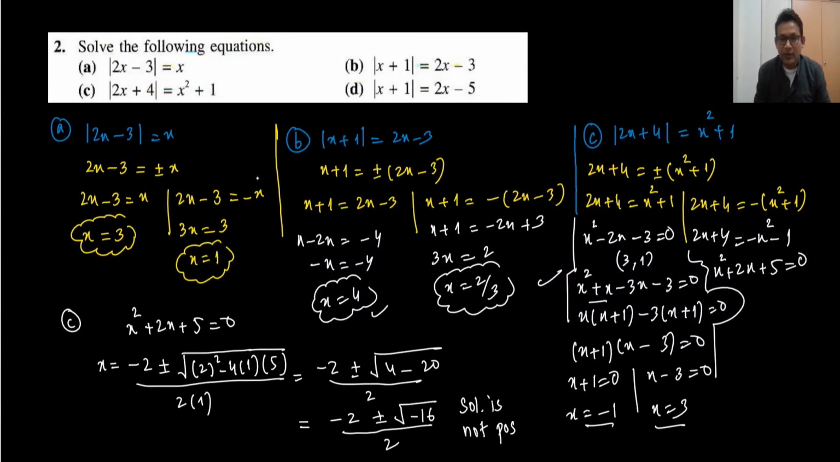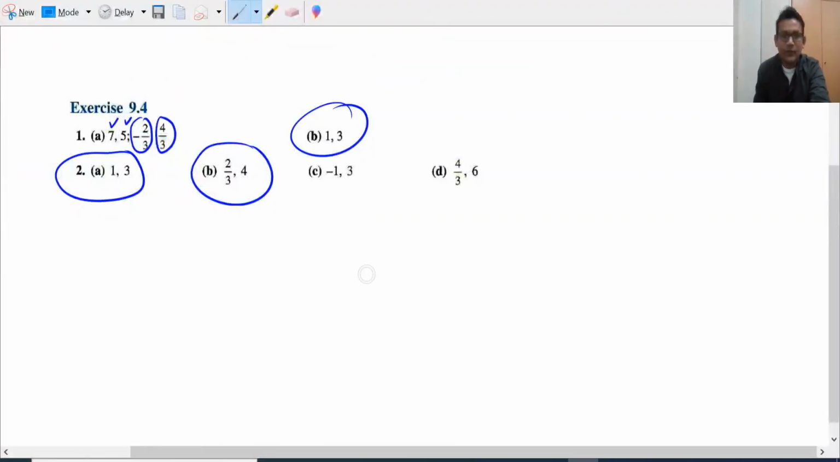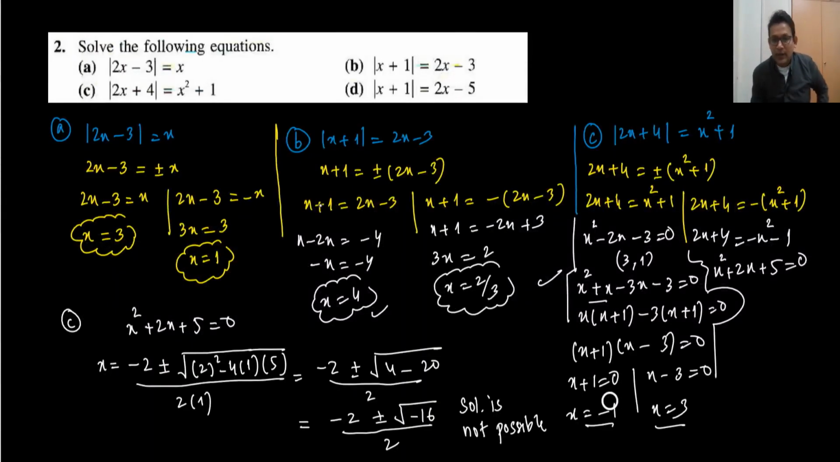So let me check the answer. The answer of part C is minus 3 and 1. Absolutely right, minus 3 and 1. We have done it, so there is no other answer. So this was question number C.